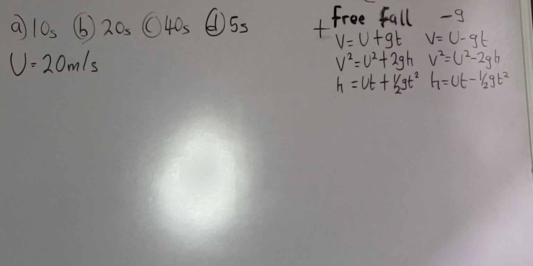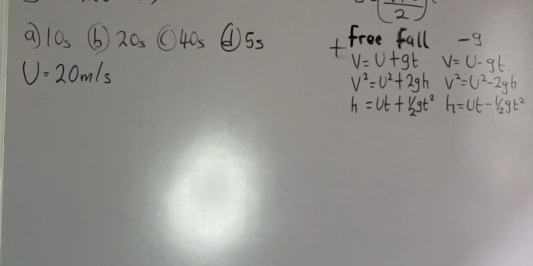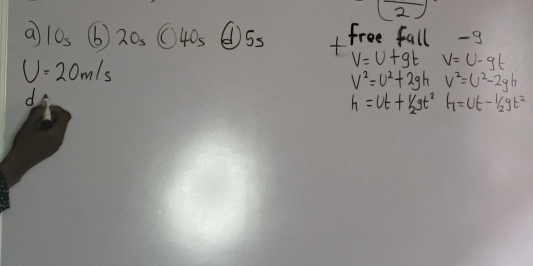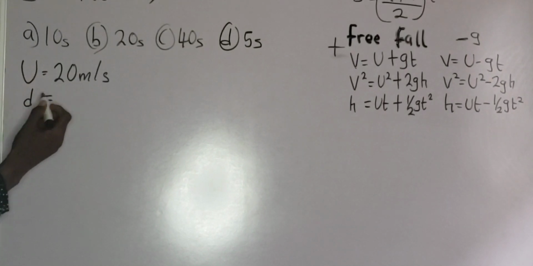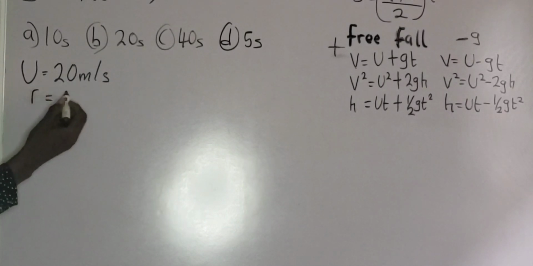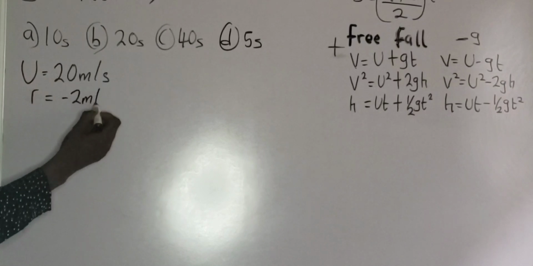Retardation. You understand? So now, we are also given that the deceleration is 2 meters per second squared. And don't forget that deceleration is also the same thing as what? Retardation. So you can just represent it as R. So R is equal to minus 2 meters per second squared.